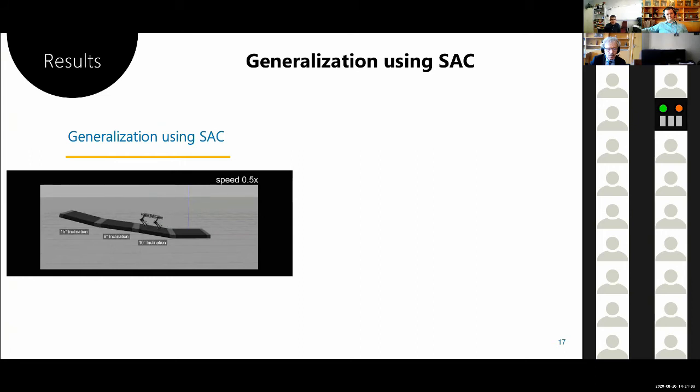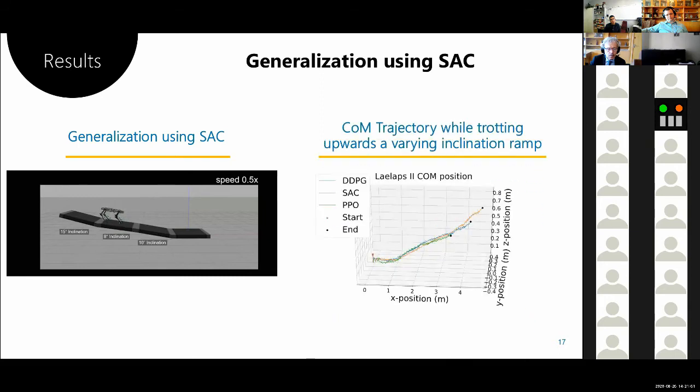You can see on the video on the left that although the robot was trained at the 10-degree ramp, it could handle a different ramp of varying inclination that starts from 10 degrees, goes to 8 degrees, and then to 15 degrees. And on the right, we have summarized the policies and how they could handle this varying inclination ramp.